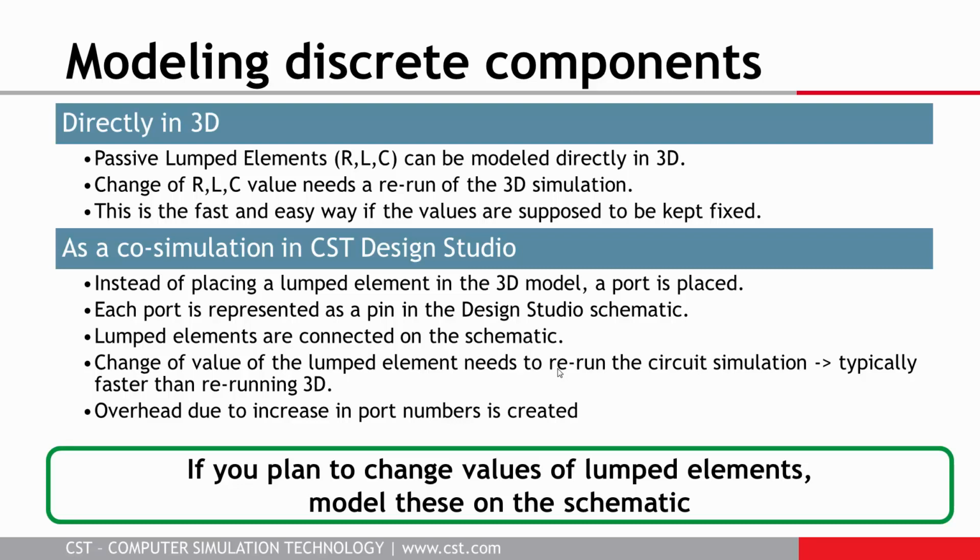So if you put your lumped elements directly into the 3D model, you need to resimulate the complete 3D model when any of the component values has changed. This is okay if you want to keep these elements fixed anyway and you do not want to touch them. But if you consider to change the values of your lumped elements, then you should use the co-simulation. And in the co-simulation, instead of placing the lumped element directly into the 3D model, you place a port there.